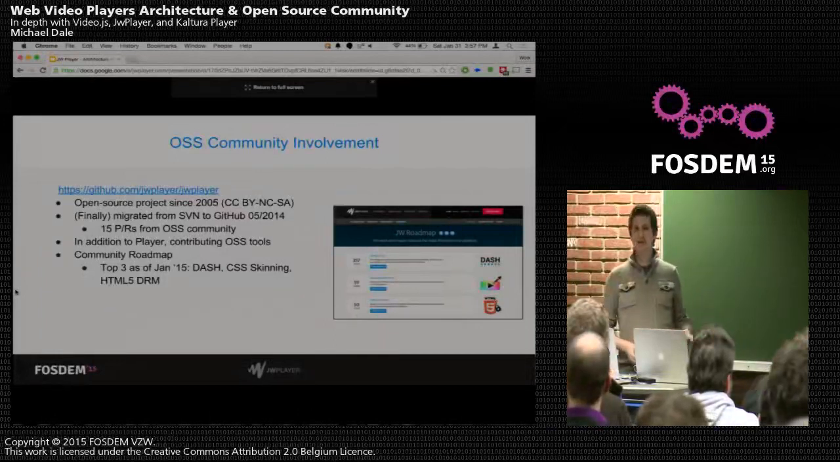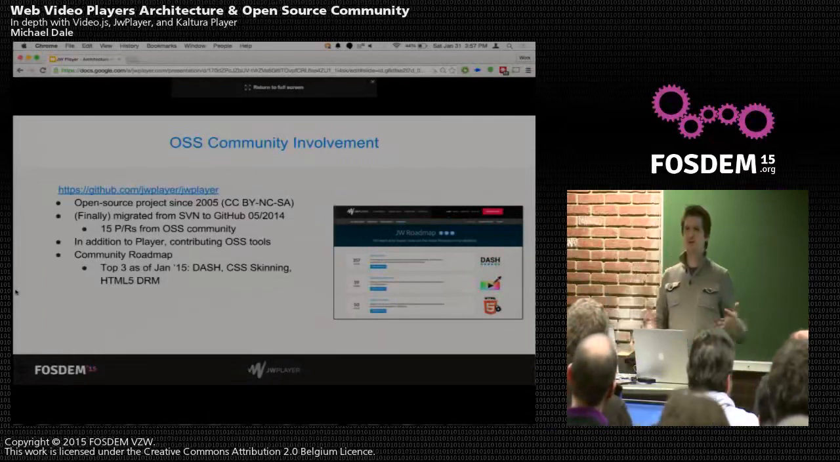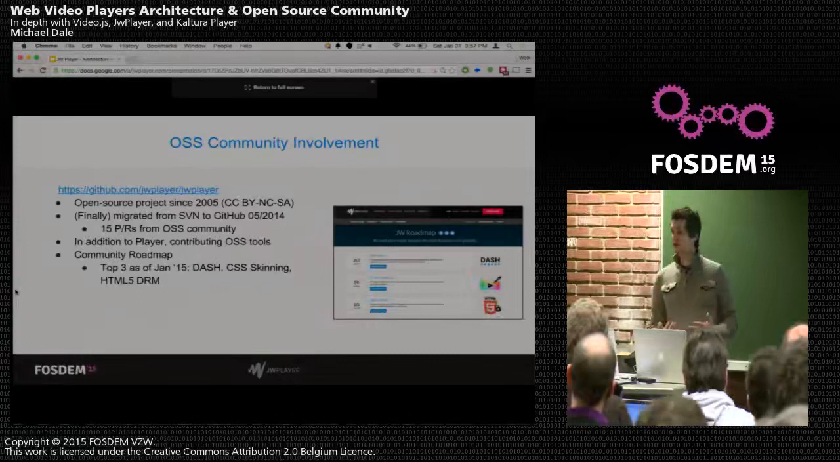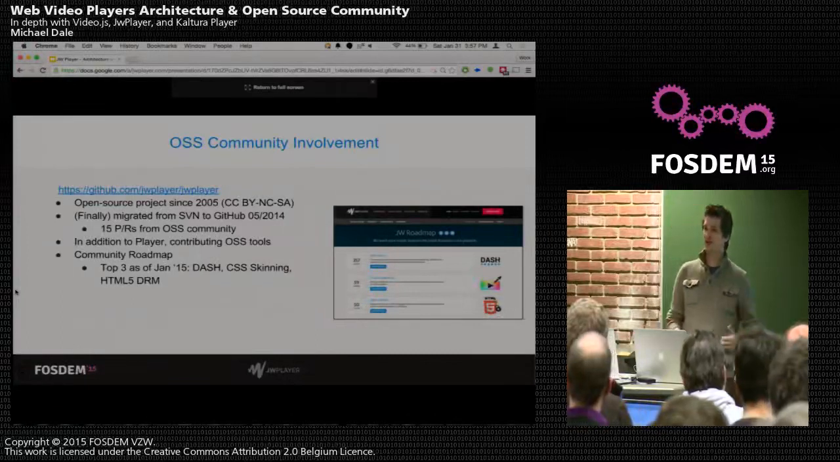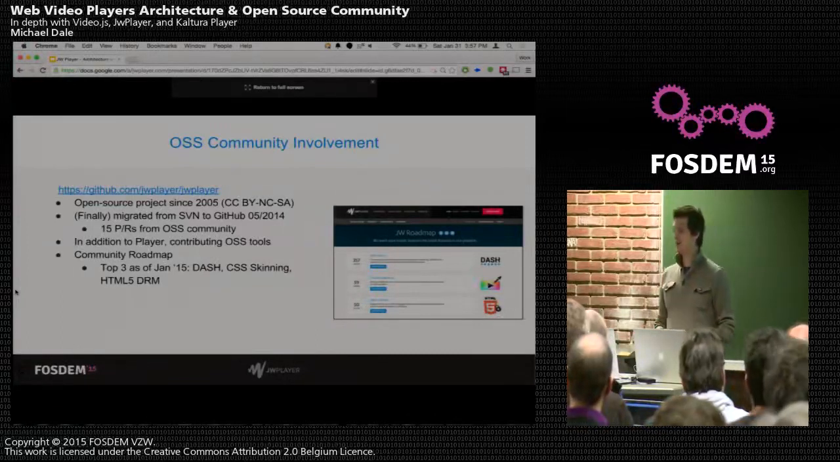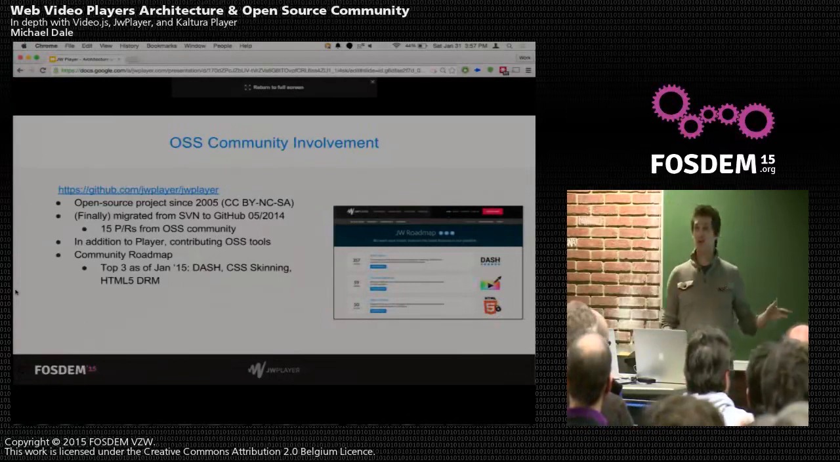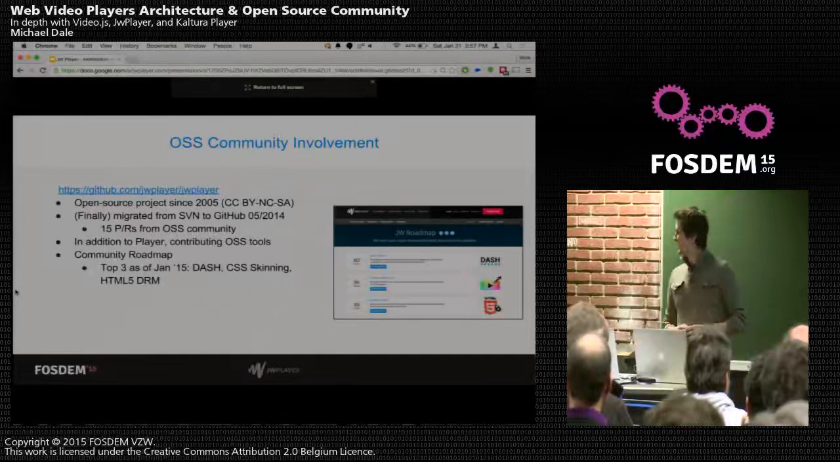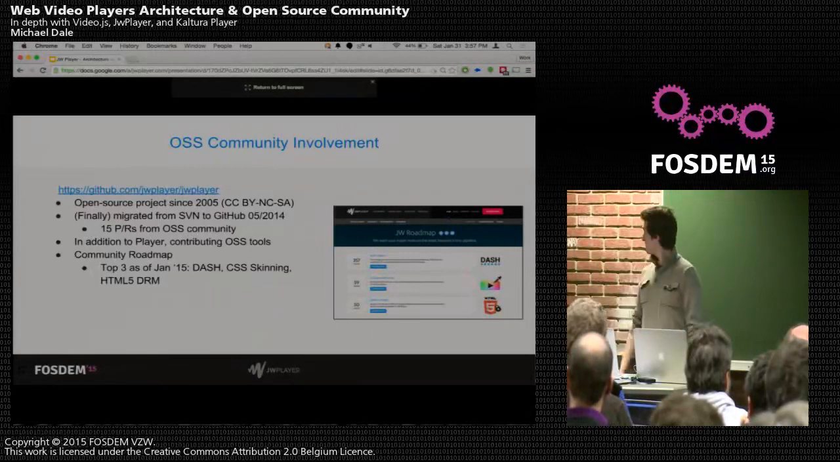We recently implemented a democratic roadmap just to see what the community wanted in terms of new features and functionality. Dash was at the very top of the list, followed by CSS skinning and DRM in HTML5, which essentially means Dash. So we know where we're going for the next couple of months, but can't wait to see how that turns out. So that's it. That's all I got.